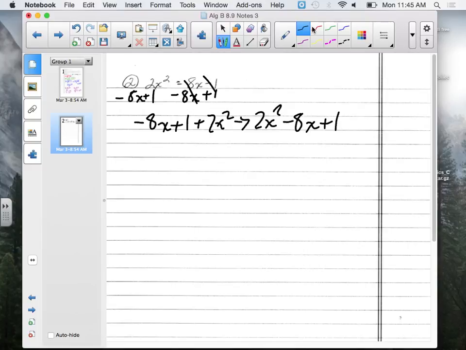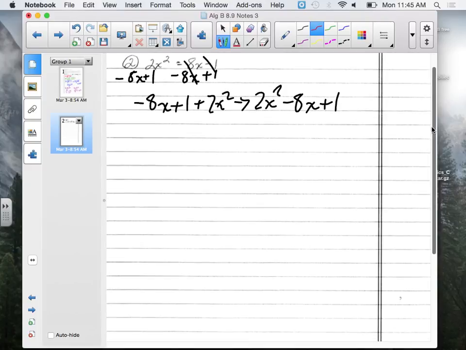All right, so we have it in standard ax squared plus bx plus c form. So now that it's like that, what do we do? Equals 0. Good catch. Find the A, B, C. Yep, and what are those? A is 2. Negative B is negative 2, no, B is negative 8, and C is 1.